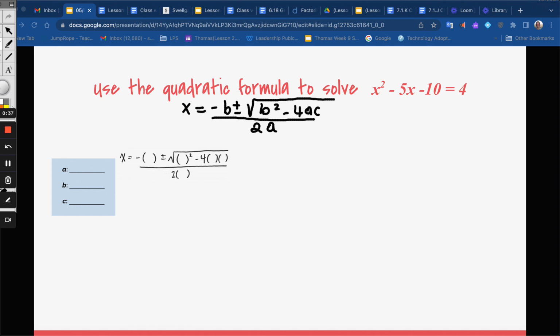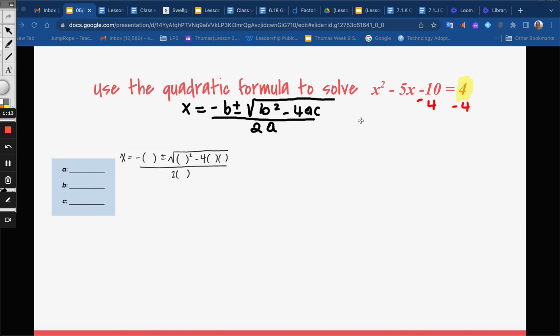Now, in order for us to use the quadratic formula to solve, we need one side of the equation to be equal to 0. Based on the question that we have, it says x squared minus 5x minus 10 is equal to 4. We are to solve that equation, but we can't solve right now because the equation is not equal to 0. So the first thing we need to do is set the equation equal to 0. We do that by getting rid of the 4 on the right side, and it's a positive 4, so we would subtract 4 from both sides of the equation.